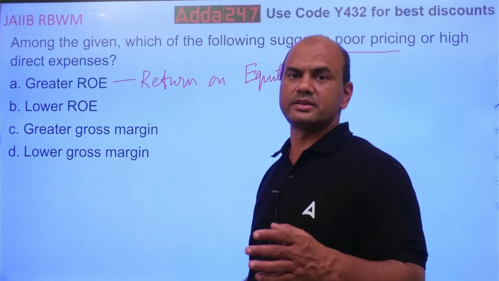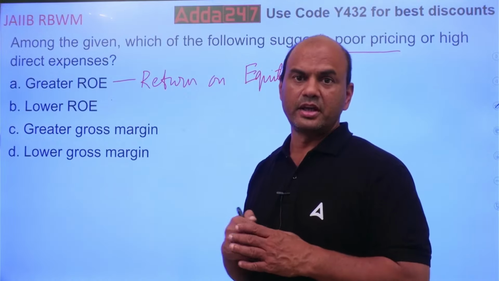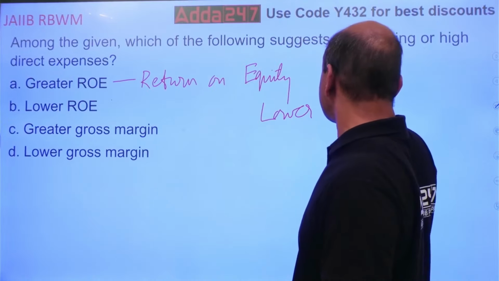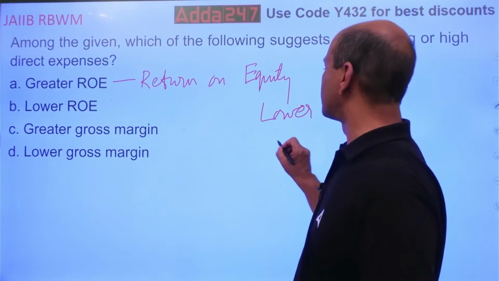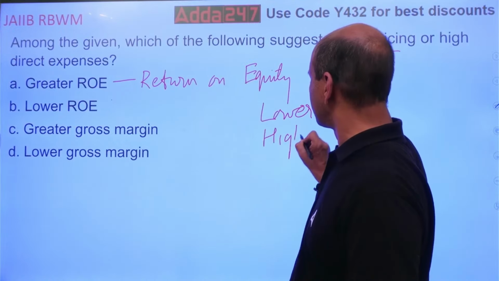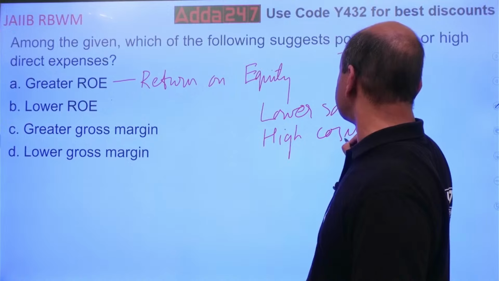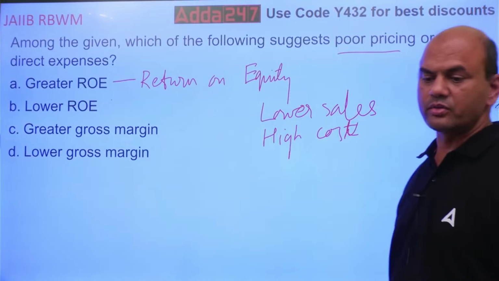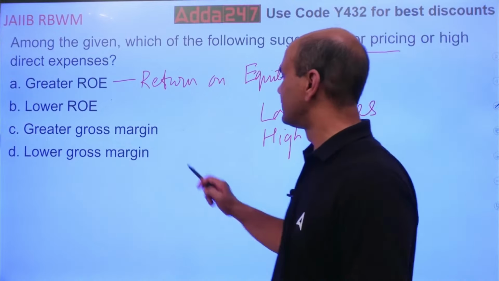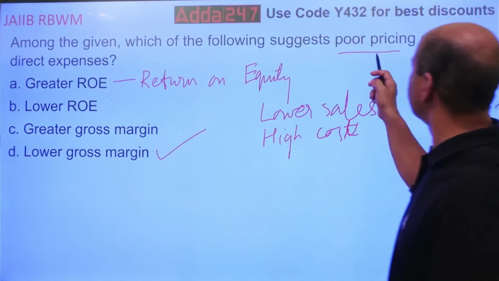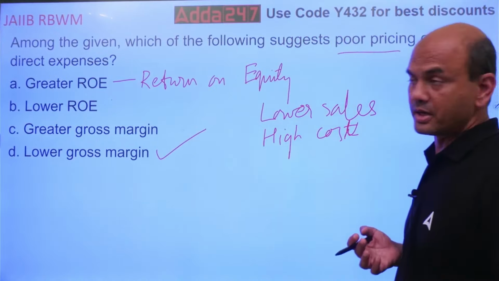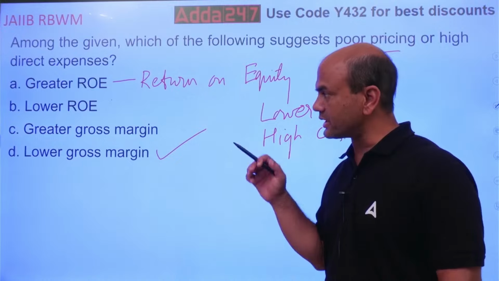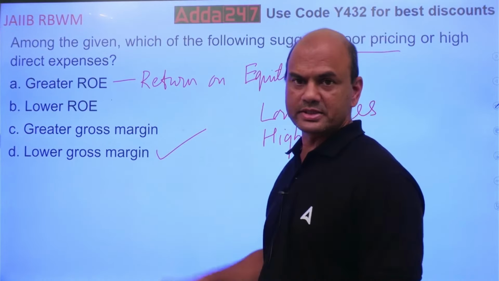So poor sales, I can see here. When will my profits reduce? If I am having lower sales, number one, lower sales, or second is high cost. In both the cases, I will be having lower margin. So if I am having lower margin, what does it mean? It means that I am having poor pricing, my pricing is not appropriate, or it is high direct expenses, high cost. In both the cases, I will be getting this lower margin. Got it?